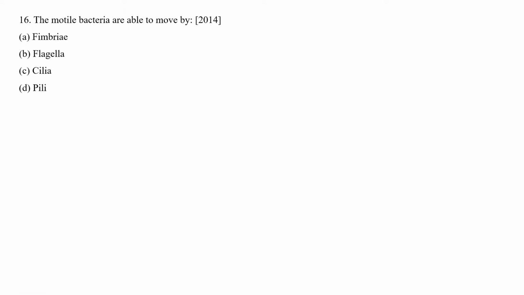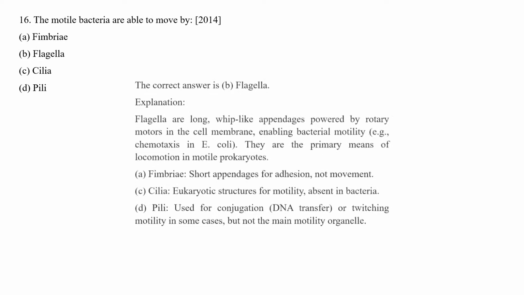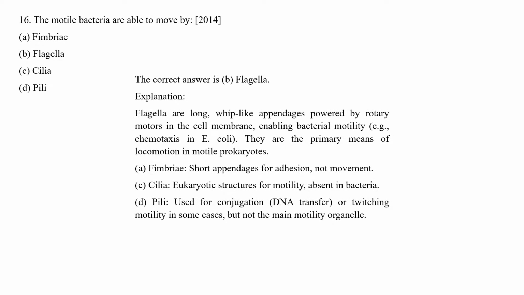Let's move to the next question. The motile bacteria are able to move by: option A fimbriae, option B flagella, option C cilia, and option D pili. The answer is flagella. Flagella are long whip-like appendages powered by rotary motors in the cell membrane that enable bacterial motility. The main function of flagella in bacteria is locomotion.